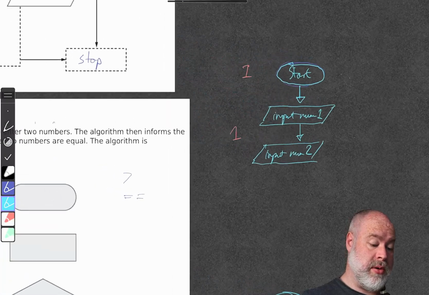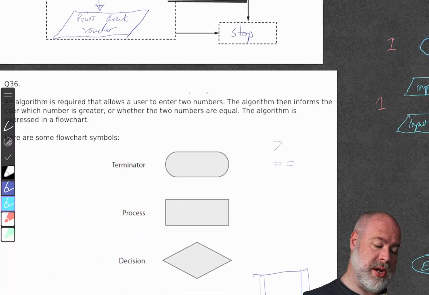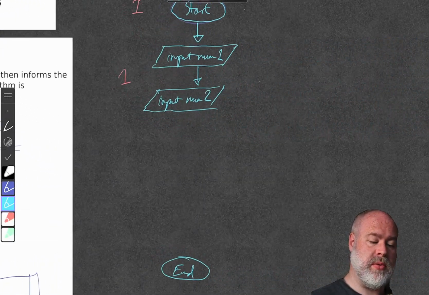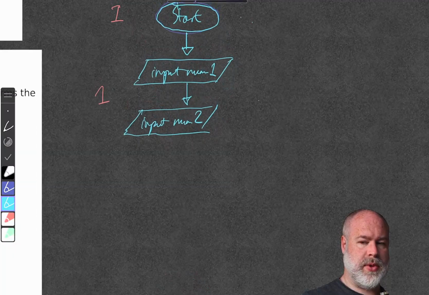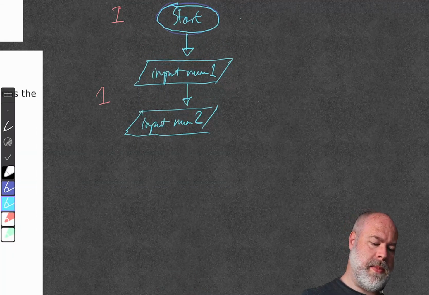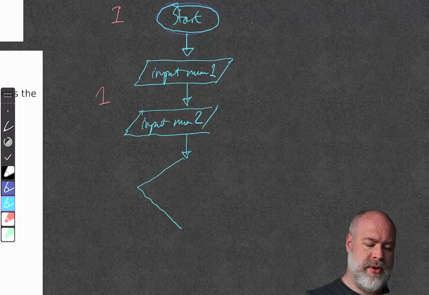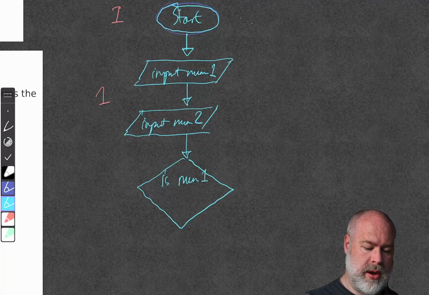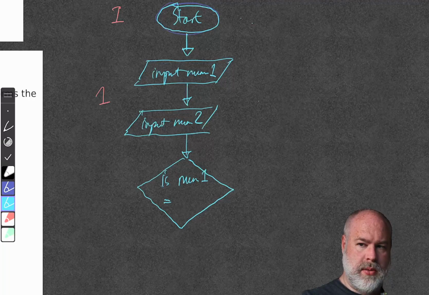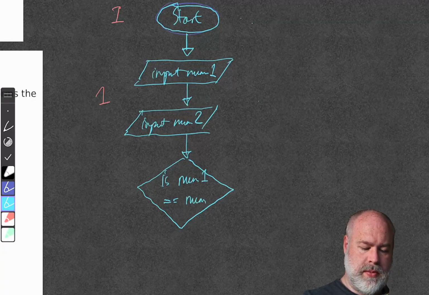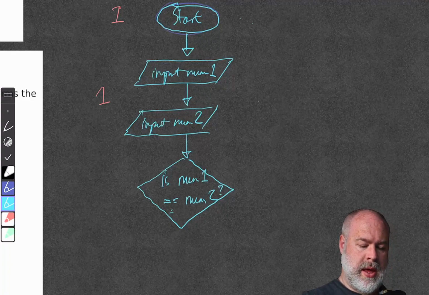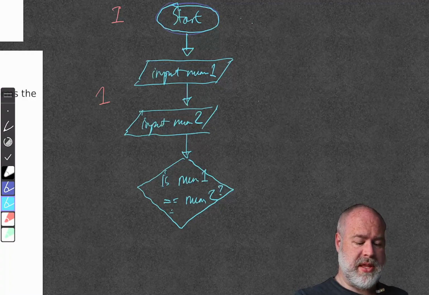Now we've got some logic to do. So what does it ask? It says the algorithm then informs the user which number is greater, or whether the 2 numbers are equal. So we've got a decision to make. The correct flowchart symbol for a decision is the rhombus. The first decision I think the easiest thing to do would be: number 1 equals number 2, question mark. You could get away with just having 1 equal sign there. Are those 2 numbers the same? That's the main thing you've got to have in there.